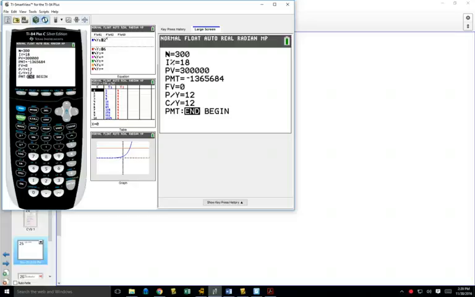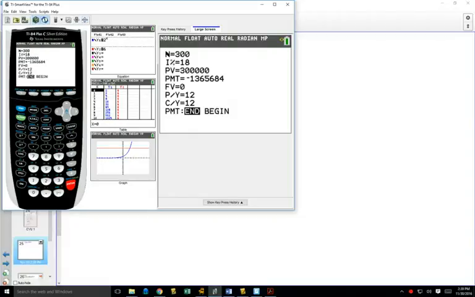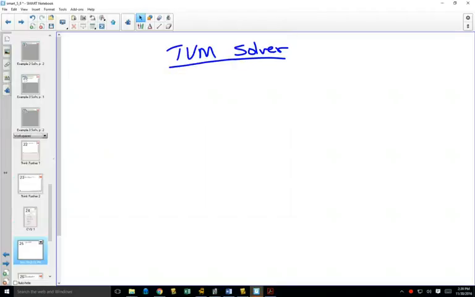If you hit the apps button on your calculator, the very first one is finance. Push enter on finance, and the very first one is TVM solver. The TVM stands for time value of money. When you push that, a whole screen comes up with a bunch of different things. What we're going to do is describe at the top of page 431 what each of these things stands for.